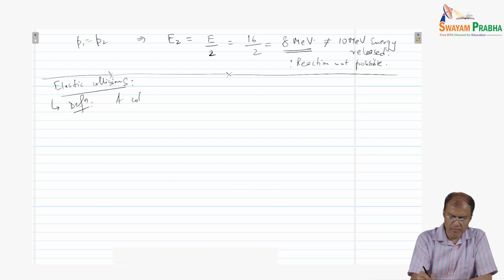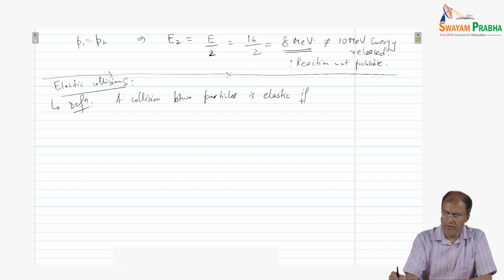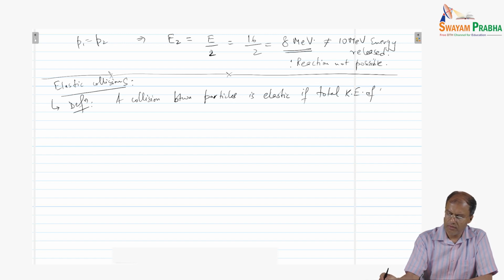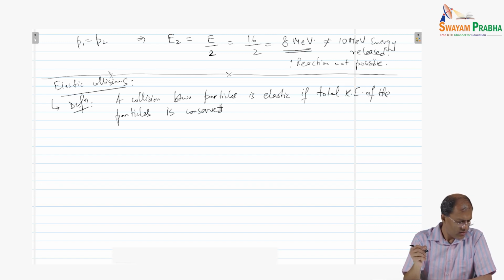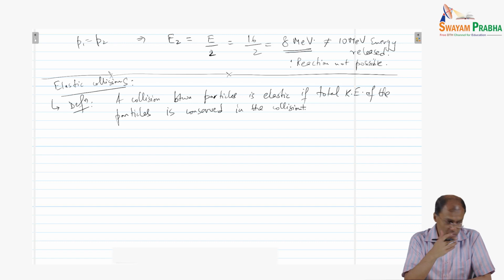a collision between particles is elastic if the total kinetic energy of the particles is conserved. The total kinetic energy of the particles is conserved in the collision. Okay, so that's the elastic collision.